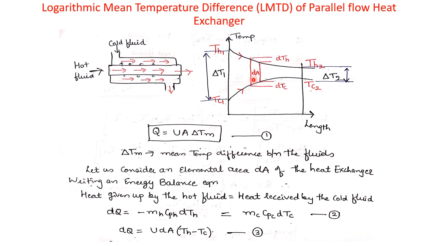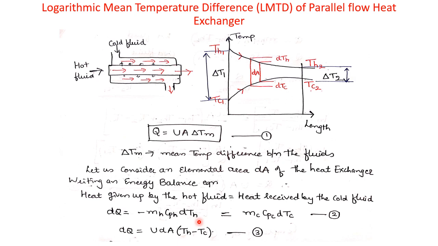So for this elemental area dA of the heat exchanger, let us write an energy balance equation. Heat given up by the hot fluid will be equal to heat received by the cold fluid. Let me write the equation for the heat given up by the hot fluid, that is dQ. Why are we writing dQ here? Because we are writing this heat transfer for the elemental area dA, where dQ is given by mH into Cph into dTH.